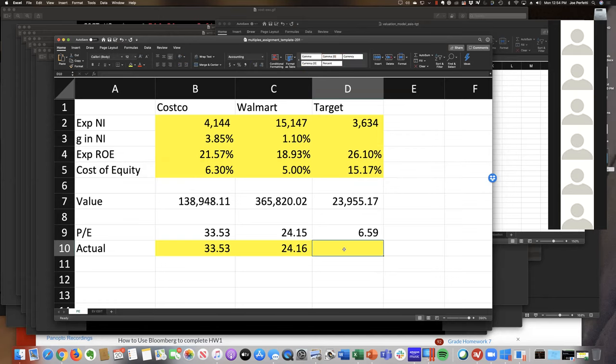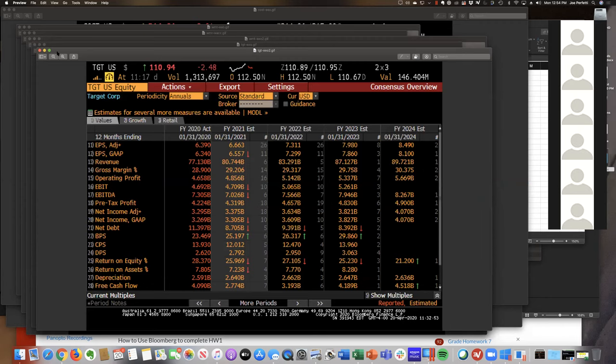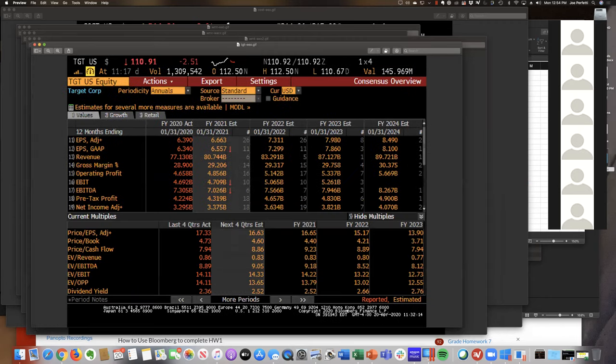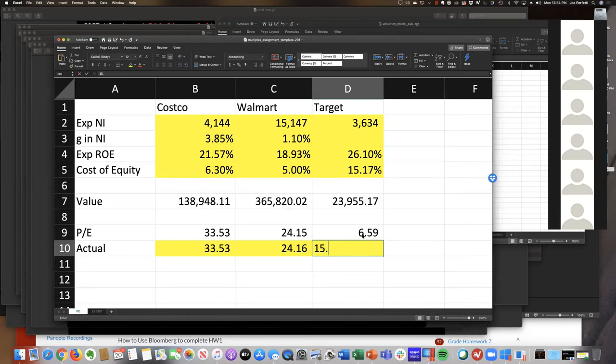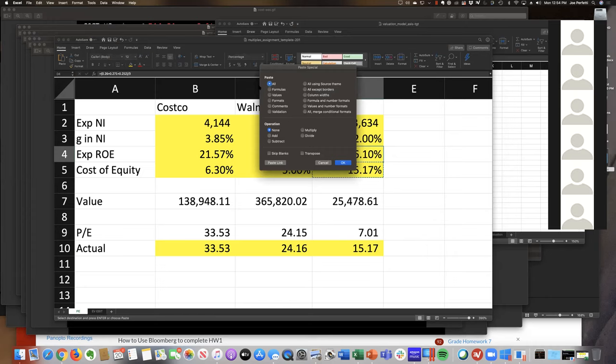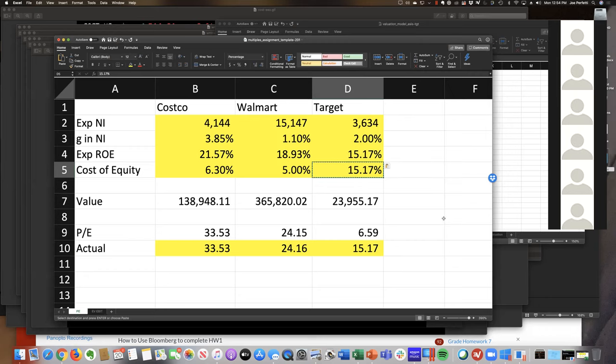And I forgot to put the PE. Their PE today, which is on the EEO, is 15.17 for second forward year. So what growth rate gets me there? 2%. Oh, sorry, wrong. Cost of equity. Copy, edit, paste special, do values. That's supposed to be 15.17.